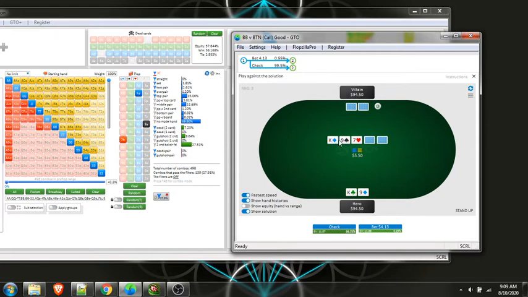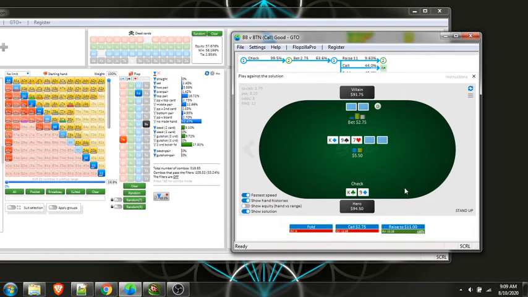Top 2 pair. That's 85%. A check raise with top 2 pair. I don't know if I like that, but let's give it a try. I'll probably fold.